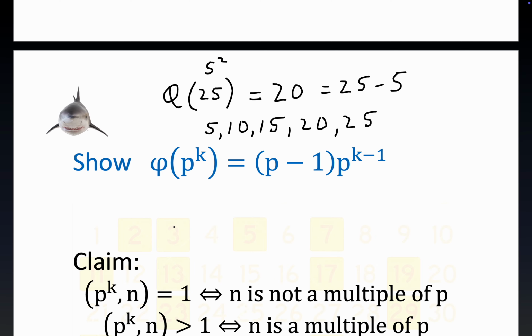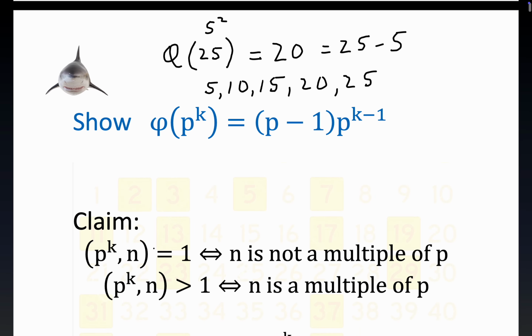I'm going to just state this claim. I'm not going to go to too much trouble to prove it because I think it's very clear. If n is a multiple of p, then the greatest common divisor has to be greater than 1. A lot of the time it's 5 or some other power of 5, or of p, but it's going to be greater than 1, which is all that's important.